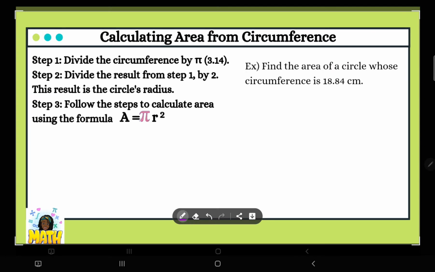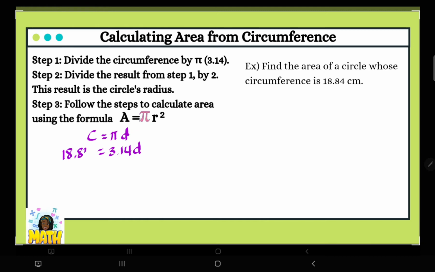Our example, find the area of a circle whose circumference is 18.84 centimeters. So here we're going to use the circumference formula C equals pi d, where pi is represented as 3.14. And then we're going to substitute 18.84 in for the circumference. Now to get the d, which represents the diameter, by itself, we're going to do step 1, and that's to divide both sides by 3.14.